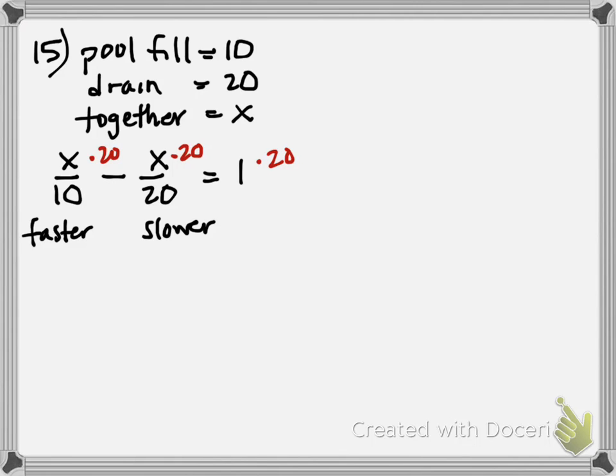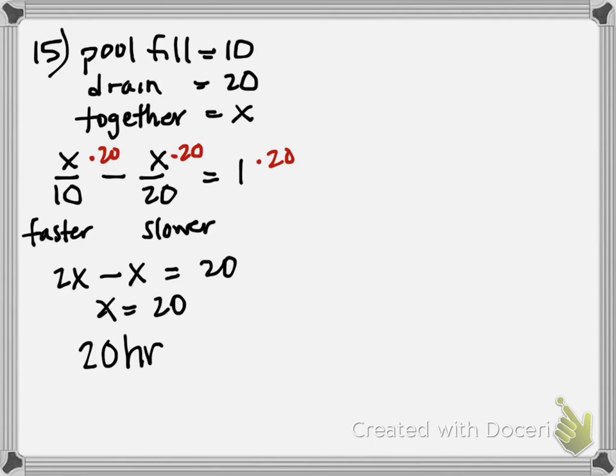So 10 goes into 20 twice. 2 times x is 2x. 20 cancels out, leaving me with x equals 20. And we have x equals 20. So what normally takes 10 hours to fill the pool, but because the drain is open, it would take 20 hours. But here's the deal.